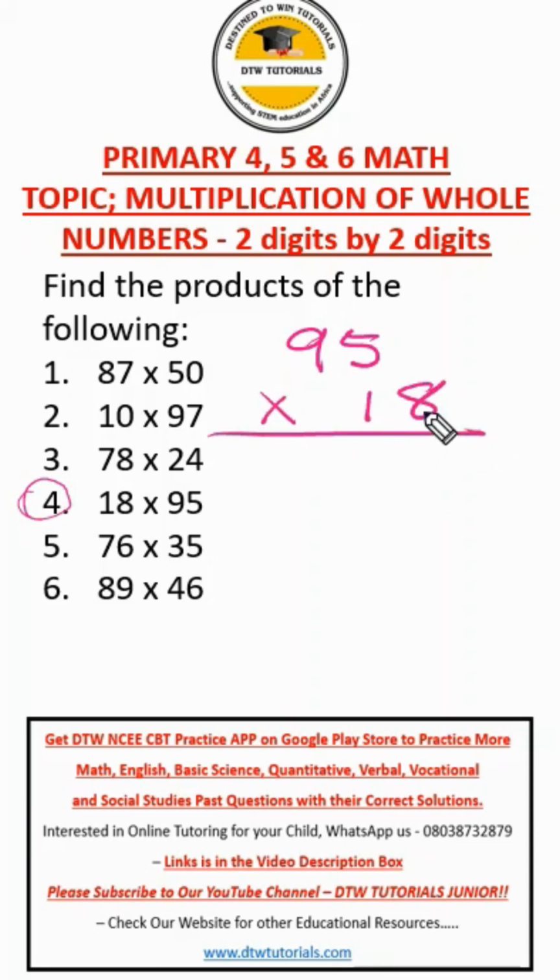All right, so we do 8 times 5 is 40. Put down a 0, carry the 4. 8 times 9. What is 8 times 9? 72. And what is 72 plus 4? Okay, 72 plus 4, what would that give you? It will give you 76. So you can drop down 76.